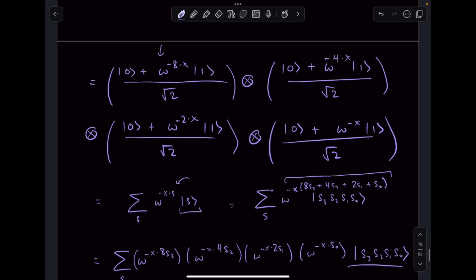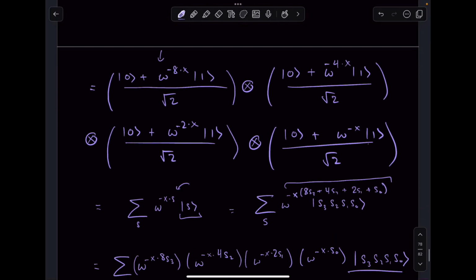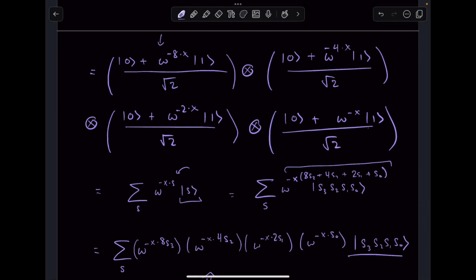Okay, so now that we've validated that this product formula is actually correct, we can start thinking about the actual quantum circuit that's going to implement this. So let me just move this down.